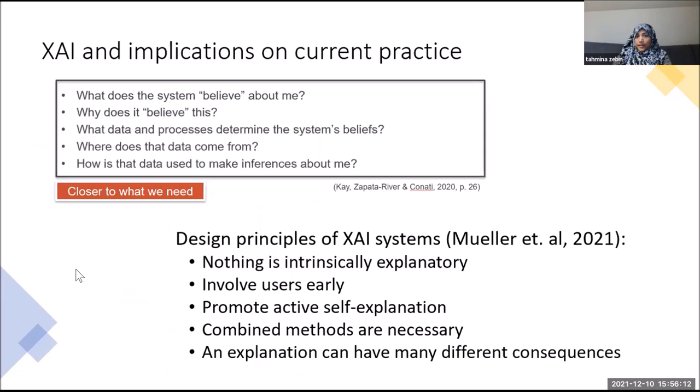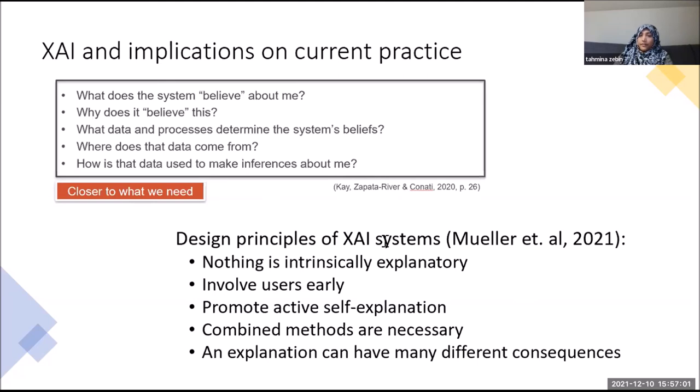I'm nearly at the finish, and in educational research, the needs are explainable AI and implications for current practice. We want to give the users or stakeholders the trust that, if there is an automated system developed and a user is asking, what does the system believe about me? Or why does it believe, if the model or the automated decision system inferred something, why did it infer in that way? And where is the data coming from? So these are the things we need to be able to answer. And the content that I'm displaying here is coming from a 2020 paper from Kay and Zapata.